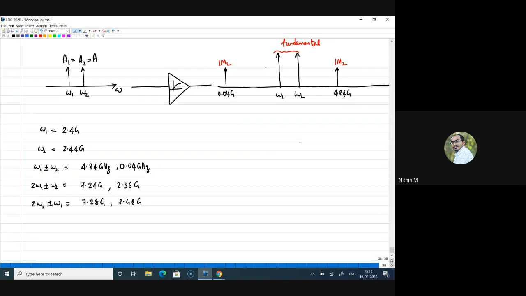I'll use a different color for that. This is 2.36 giga. And the other one is 7.24, which is a little farther. This is 7.24 giga. Then 7.28 will be still further there. And you have 2.48, which is very close, somewhere here. 2.48 giga. Right. So if I look at these products, I understand that this is IM3. These two are IM3, but those are the difference terms. And these two are also IM3. Those are the sum terms, right?